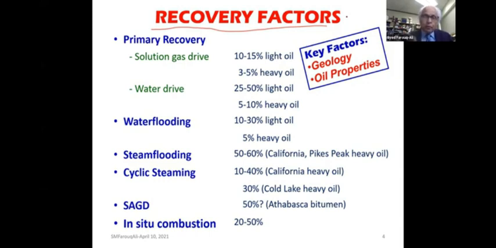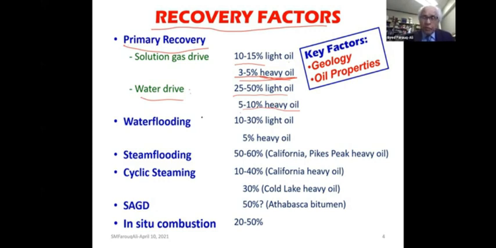Well, given that solution gas drive is primary recovery, then we'll talk about water flooding, which is secondary recovery. So for primary recovery, solution gas drive will give you 10 to 15% of the oil, light oil, but only 3 to 5% of heavy oil. So I'm showing you this number really to emphasize the heavy oil. Water drive, if you have water drive, then you can get 25 to 50% of the oil, but only 5 to 10% in heavy oil. Now, I have a lot of experience with water drive heavy oil reservoirs, and they are very difficult to exploit.